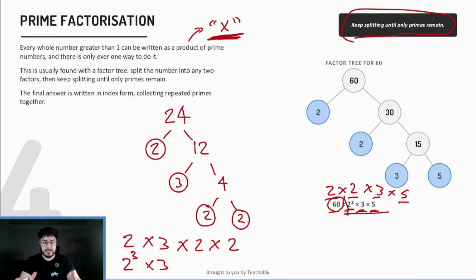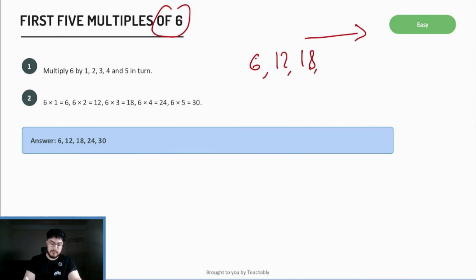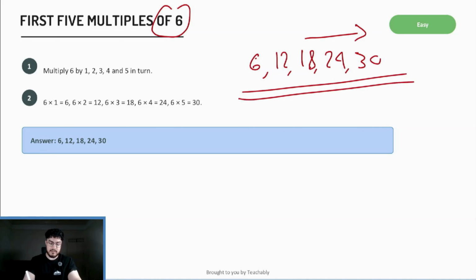Very important technique this. Keep on rewatching this section if you don't get it. Now, we want to list the first 5 multiples of 6. This is an exam question or something you might get at the beginning of a foundation paper. What are we going to do? Well, we're going to take 6, we're going to multiply it by 1, we're going to take 6 multiplied by 2, multiply it by 3, multiply it by 4, multiply it by 5. And that is how you get the first 5 multiples of any single number.